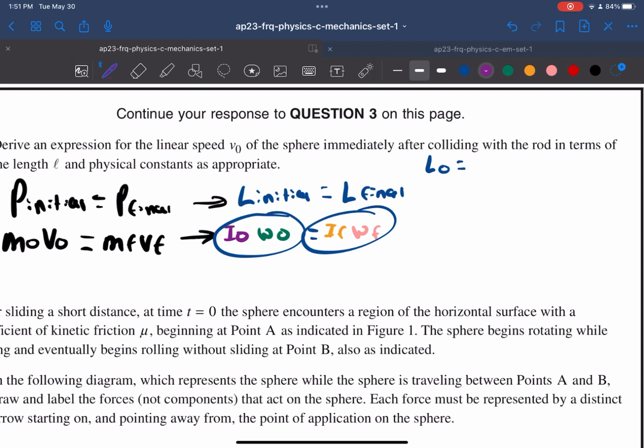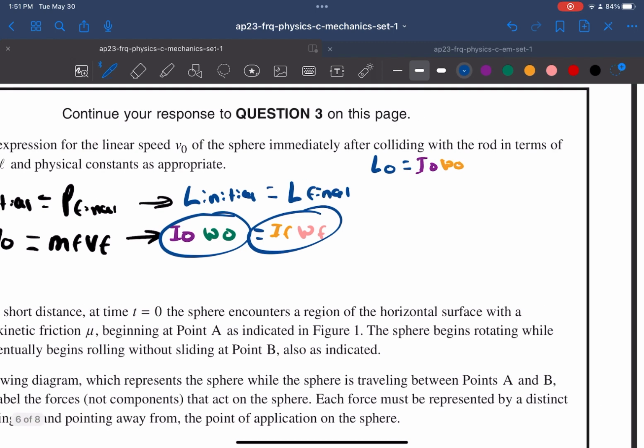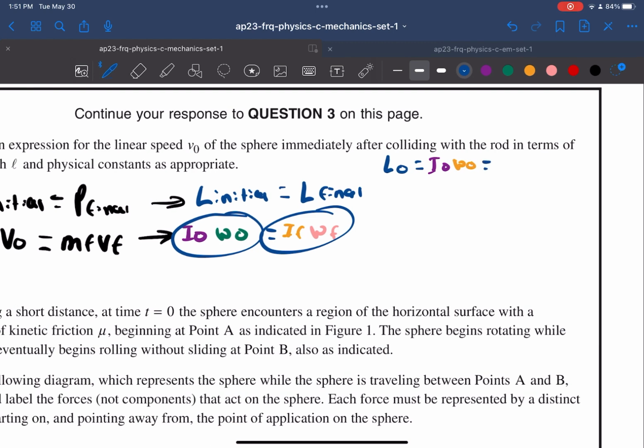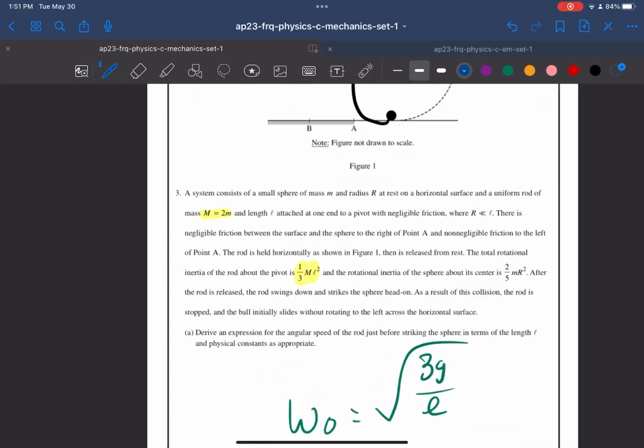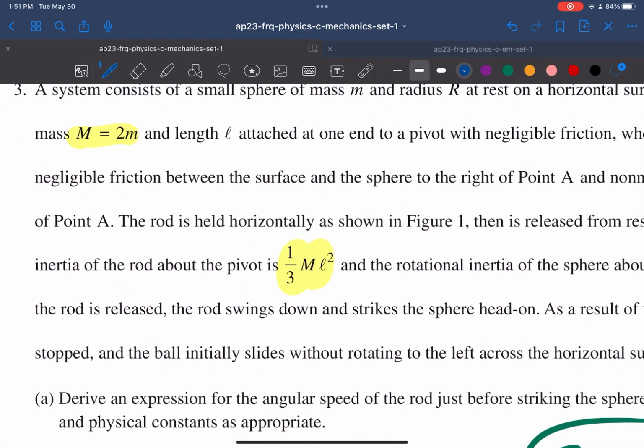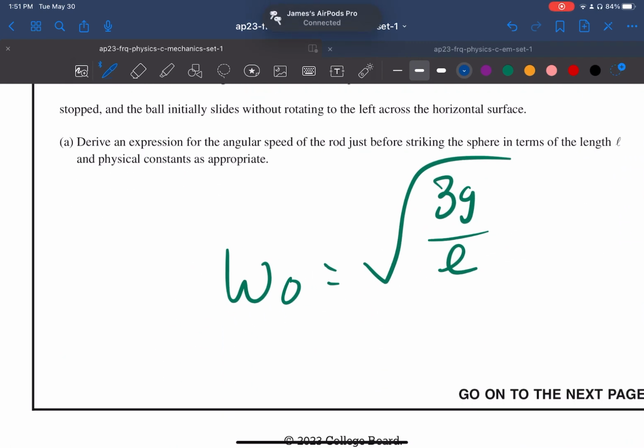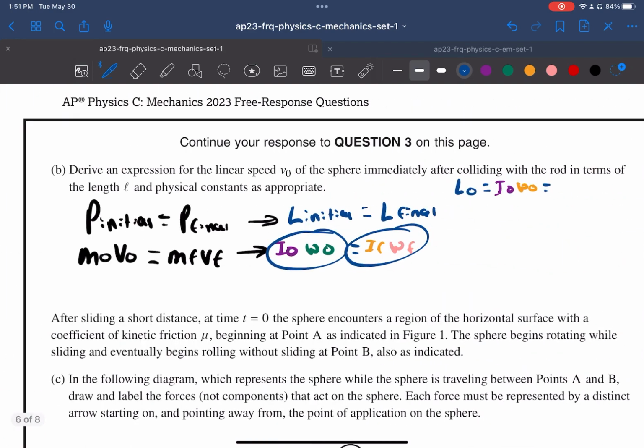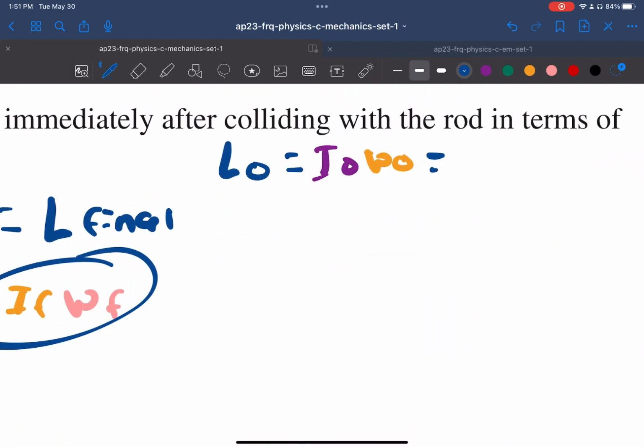Now, L initial, L naught, is equal to I initial, omega initial. But what is that equal to? Now, from the problem here, we can see that the inertia is 1/3 mL squared, and m is 2m. And then this is also the angular speed. I talked to my friend who is doing this problem for this assignment, and this is the answer that they came up with. So we're going to plug those into this now.